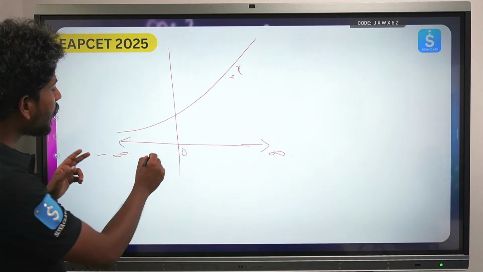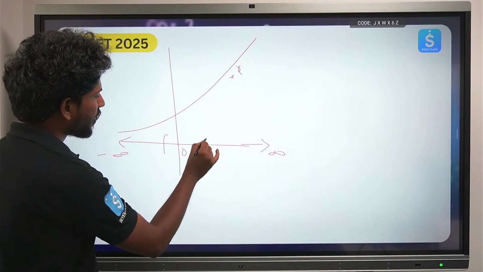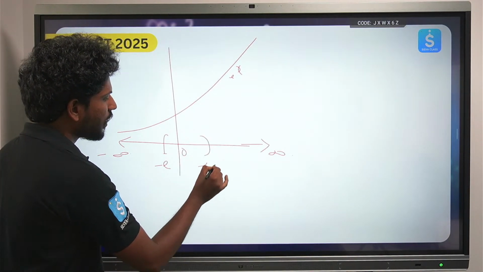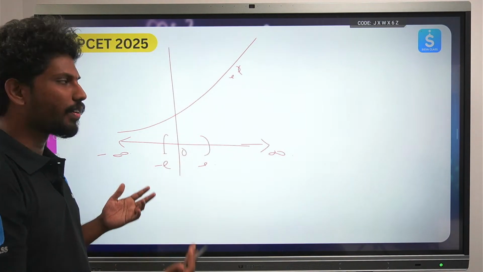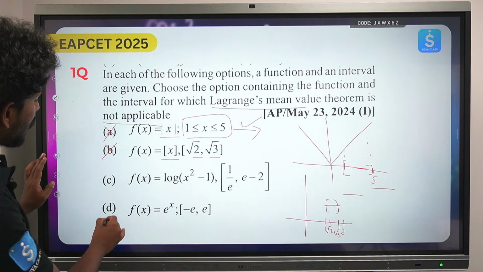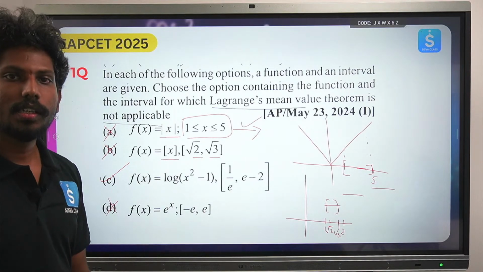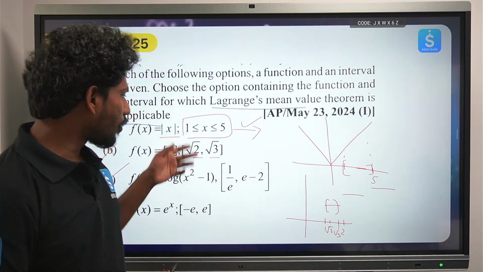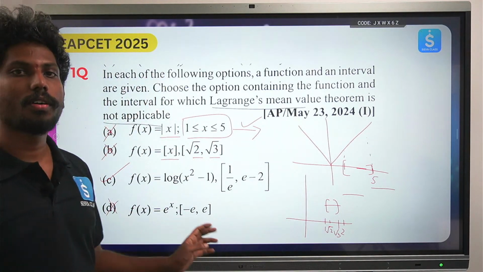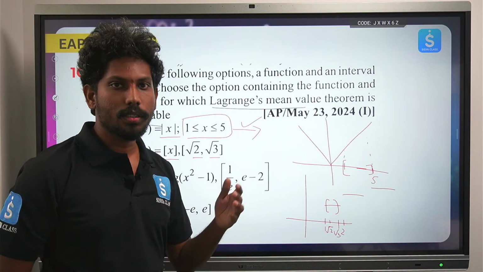So among the interval -e to +e, it does not make much difference. It is very much a continuous curve, hence it is differentiable as well as continuous, hence you can apply Lagrange LMVT. So this is also false. So the left out option is option C. Whenever you have 4 options, if you have an idea about all the remaining 3 options, it's better to pick out the odd one out and remove it.